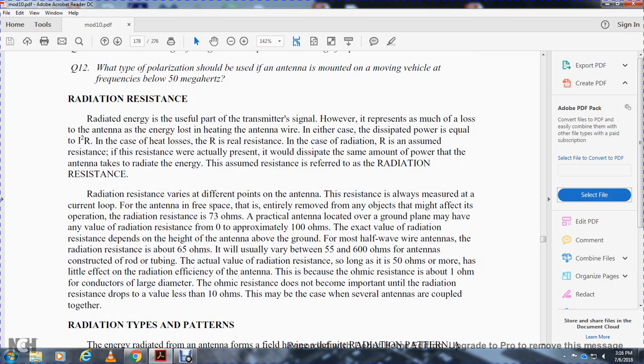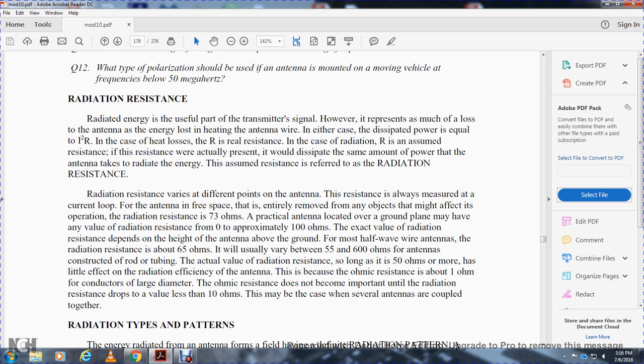Radiation resistance. Radiated energy is useful for the transmitter signal. However, some of the energy is lost as heating of the antenna wire. In either case, the dissipated power will equal the amperage squared times the ohms. In this case, the heat is caused by real resistance. In the case of radiation, the resistance is assumed to be a resistance.